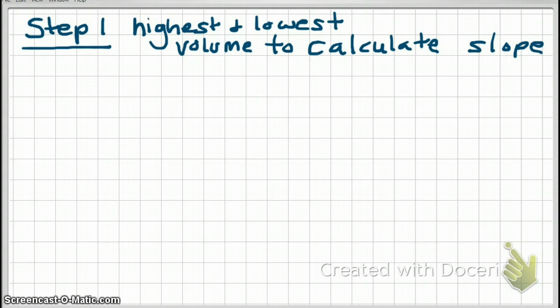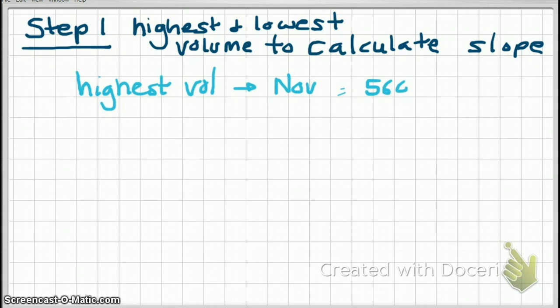Your highest volume was in which month? It was in November. Your highest volume was 560 members, and we had a total operating cost of 10,500. So you're going to take 560, which is your highest volume, and then you're going to go across the column and see what your total operating cost was for that volume. For the month of November, your total operating cost was 10,500, and you need to pick that 10,500.